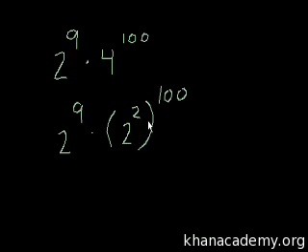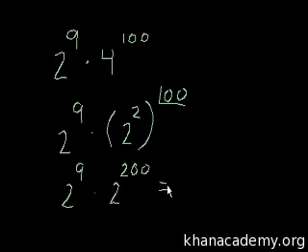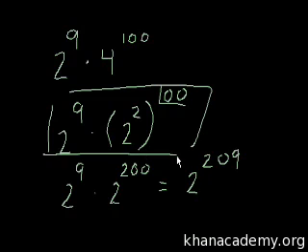And the rule I'm going to teach you now is that when you have something to an exponent and then that number raised to an exponent, you actually multiply these two exponents. So this would be 2 to the 9th times 2 to the 200th. And by that first rule we learned, this would be 2 to the 209. Now in the next module I'm going to cover this in more detail. I think I might have just confused you.